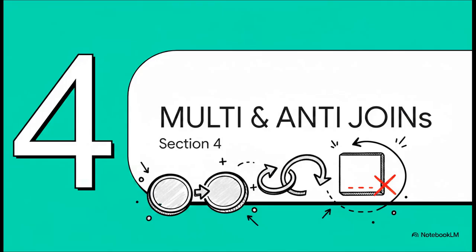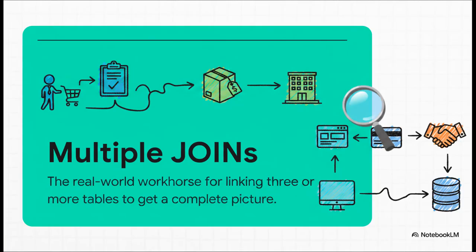All right, Section 4. This one covers 2 incredibly practical techniques that you'll probably end up using all the time: multi-joins and anti-joins. I mean, let's be honest. In the real world, your data is never neatly tucked into just 2 tables, right? You almost always need to link customers to their orders, orders to the products, products to their suppliers, and on and on. Chaining multiple joins together isn't some advanced trick. It's just the standard, everyday way you build a complete picture of what's going on in any complex system.